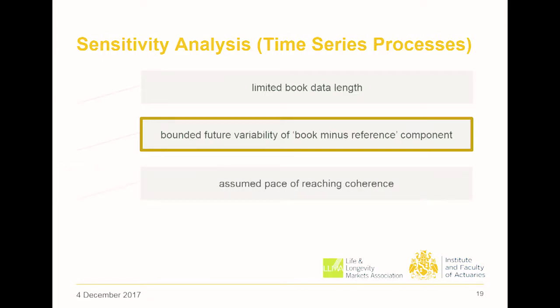Another important factor is how fast the model could reach coherence. That is, how fast the two populations' future mortality rates would move back in line as expected. Comparatively, the other correlation assumptions are not so important. Further research is required when more book data of longer periods and for different portfolios can be collected in the future.